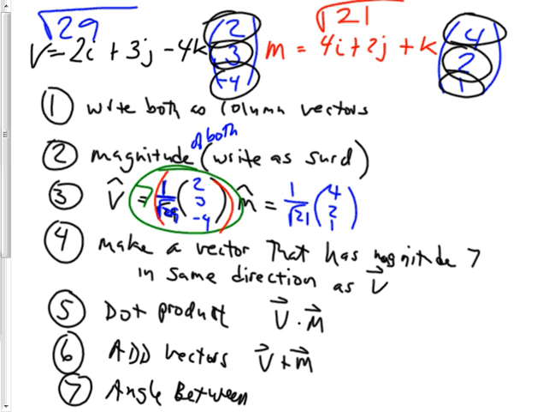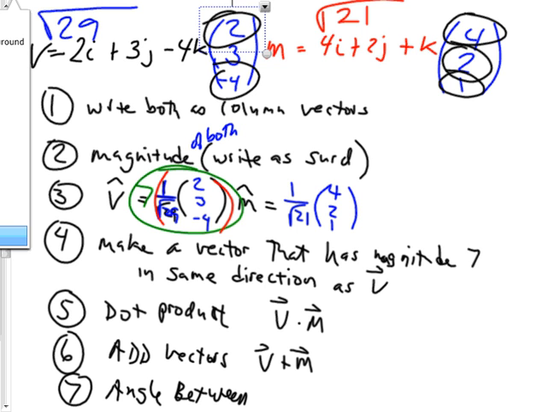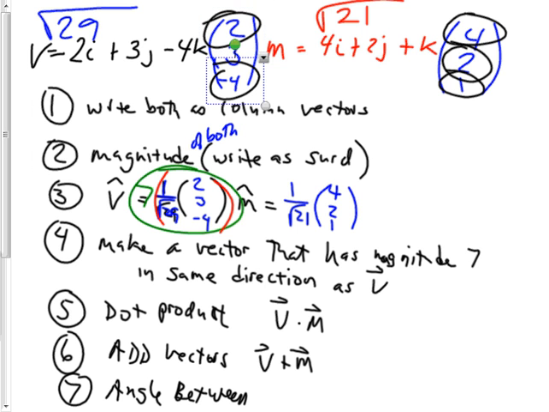Here it's a little messy, but I'll talk you through it. Number 1, write them both as column vectors. So that's this column vector 2, 3, negative 4. And the other one is 4, 2, 1. Any questions on those? Not seeing any hands, so I'm going to move on.